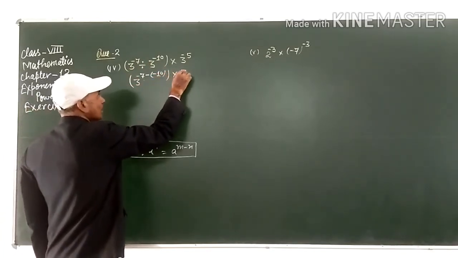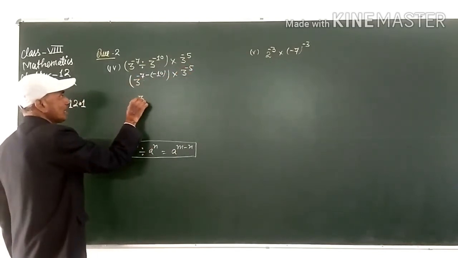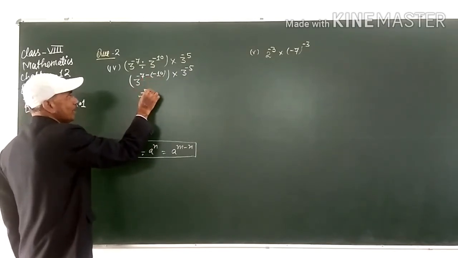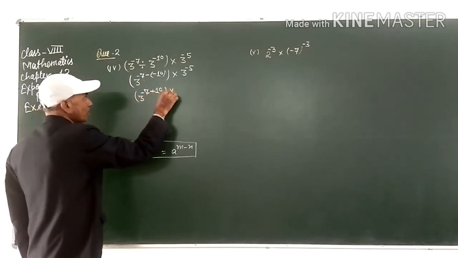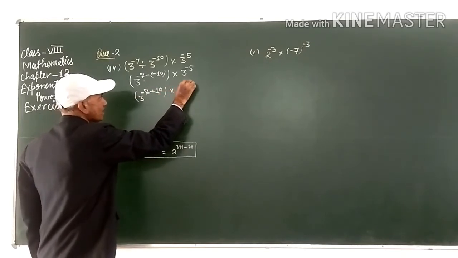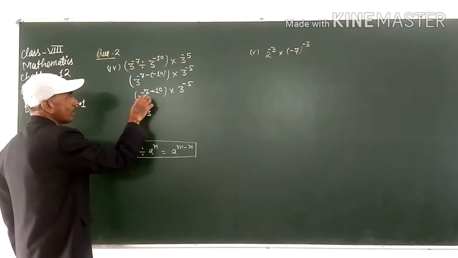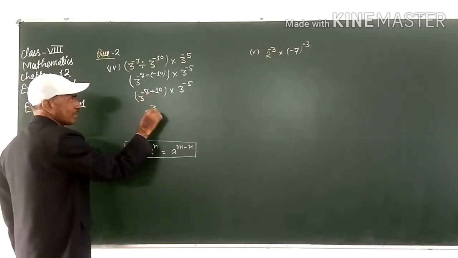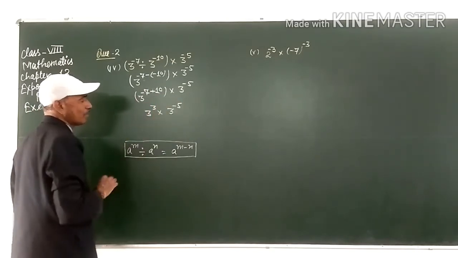Now, into 3 raised to the power minus 5. So, this one 3 raised to the power minus 7, and this one minus into minus, that will be plus 10 into 3 raised to the power minus 5. And students, it will be 3 raised to the power, one is negative and another is positive. So, negative positive will be subtracted, 10 minus 7, that is 3 into 3 raised to the power minus 5.